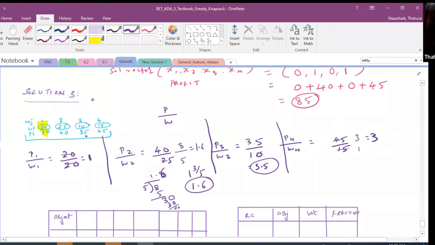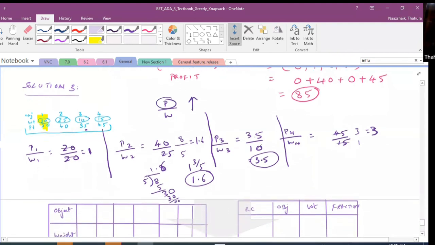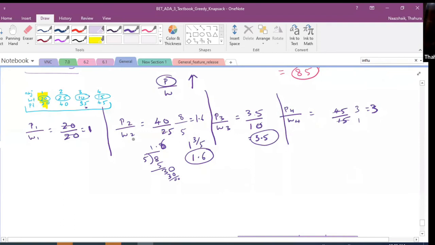Okay. So in solution number 3, we need to do increasing order of profit, right? Because profit should be high for us. So, sorry, decreasing order of profit. So out of this, which will you pick first? Which one is highest? 3.5. Right, this is your first. Then this is your second, 3. Then this is your third. Then this is your fourth. Okay, now you got your first, second, third, fourth.